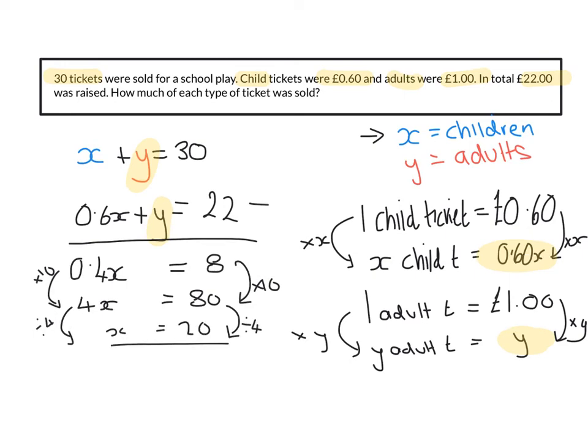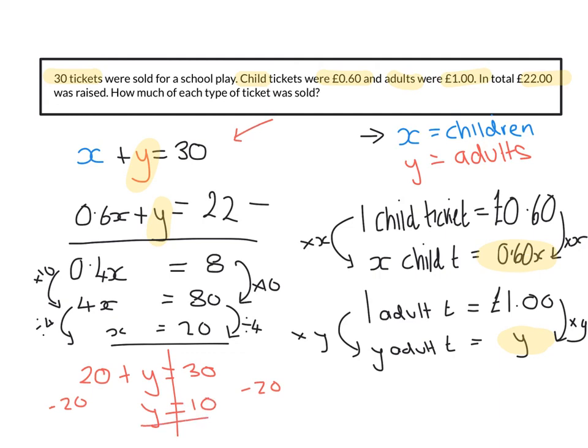And once I've got x is equal to 20, I'm going to substitute it into the easiest equation, which is the top one. x add y equals 30, but x is 20, so 20 add y is equal to 30. Little balance method, take away 20 from both sides. So y is equal to 10.